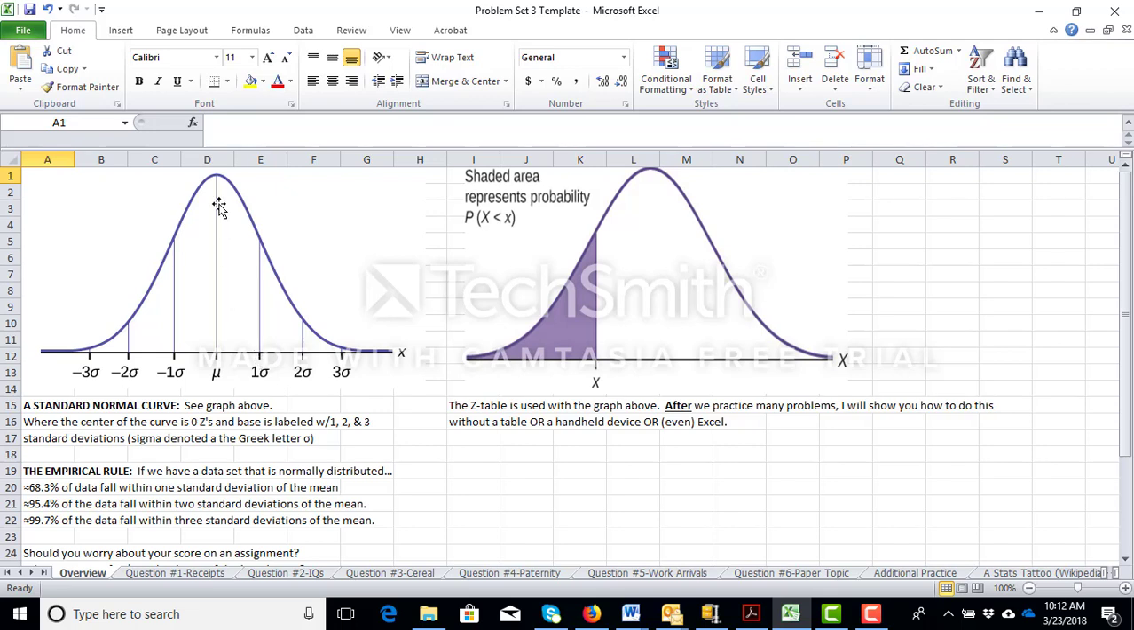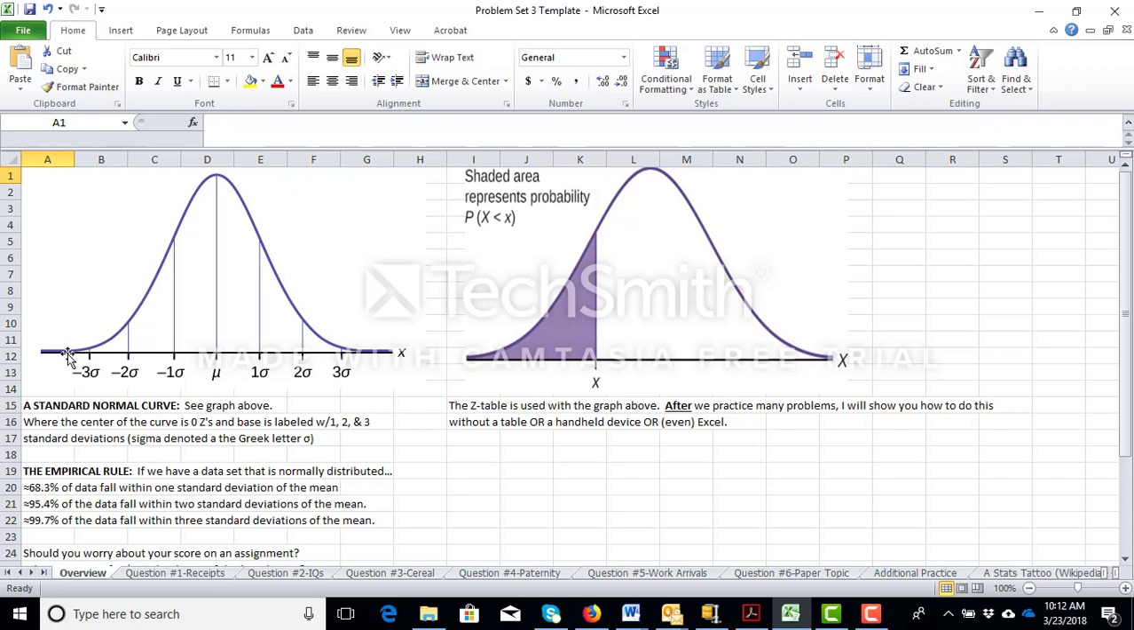IQs, for example, are normally distributed. The average happens to be 100. In an overall population of people in a given country or around the world, mu, the average for the population, would be 100. But we would have some who are much, much smarter. Their IQs would be over here. And we would have some who had much, much lower IQs.